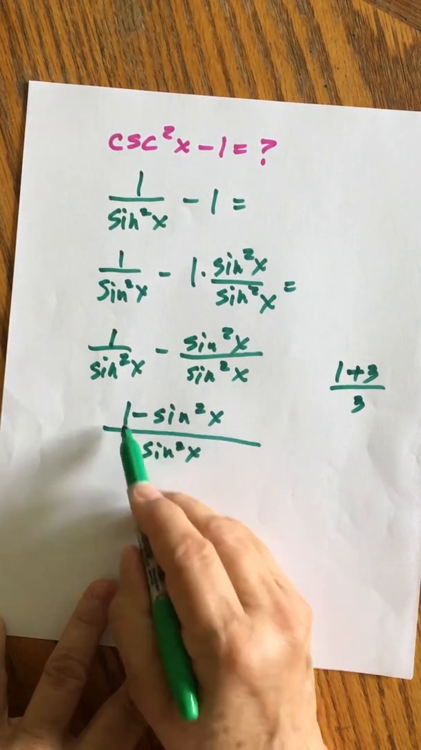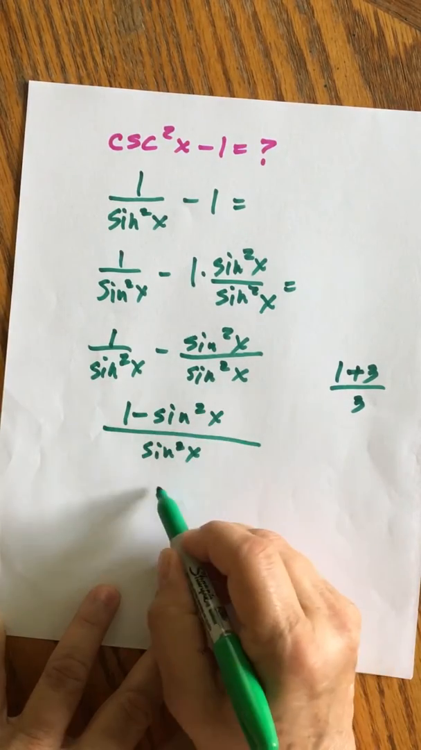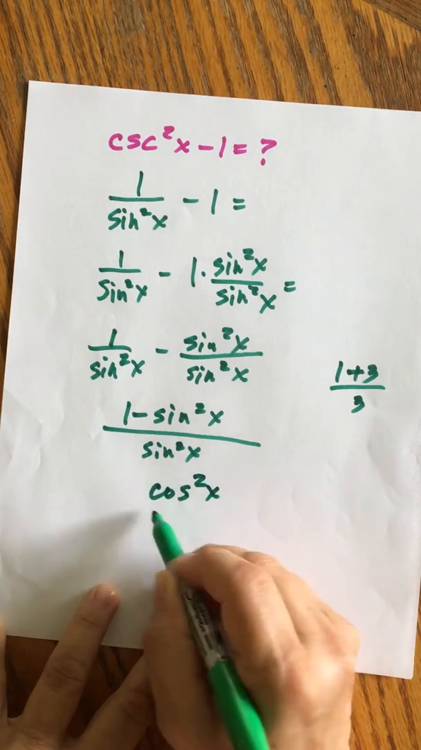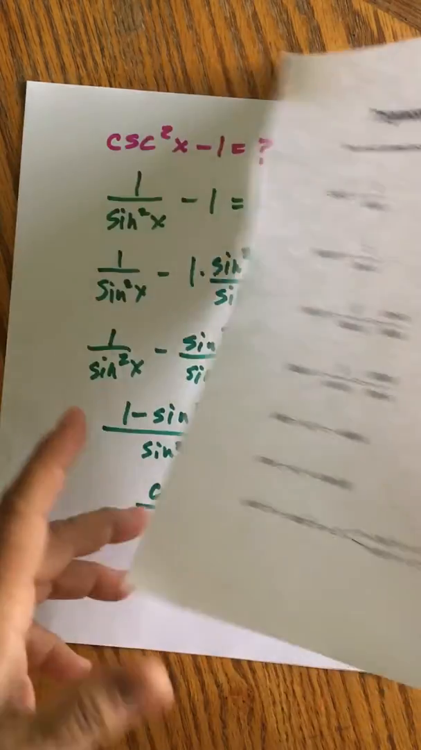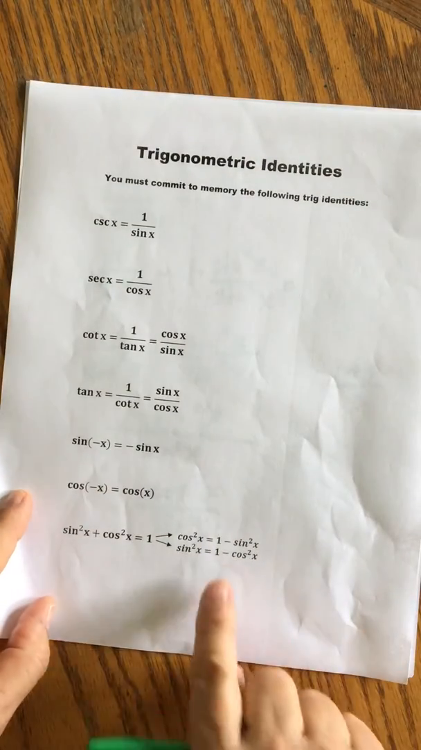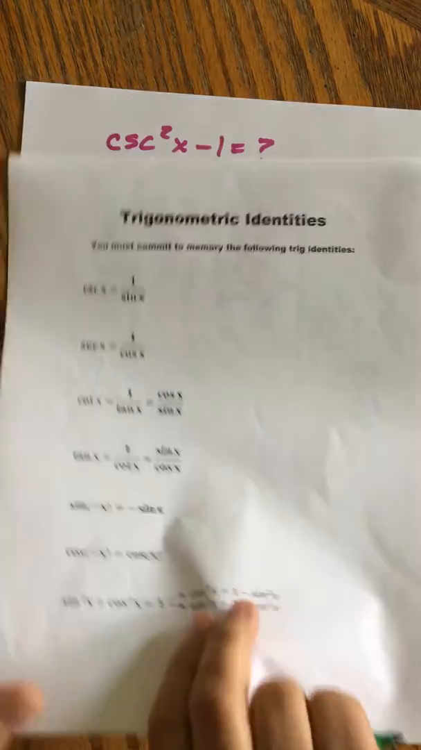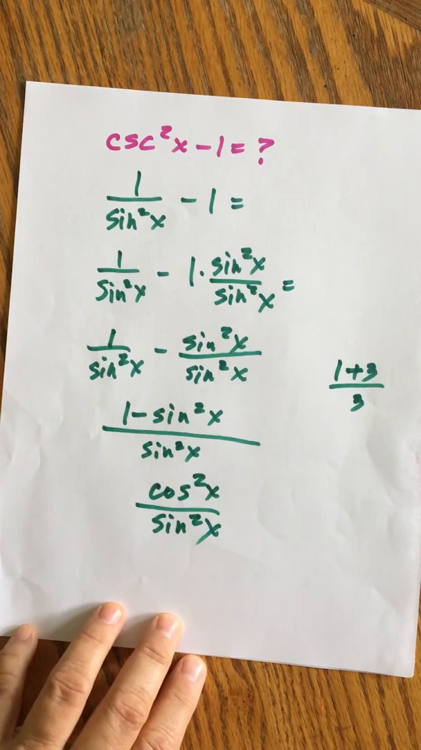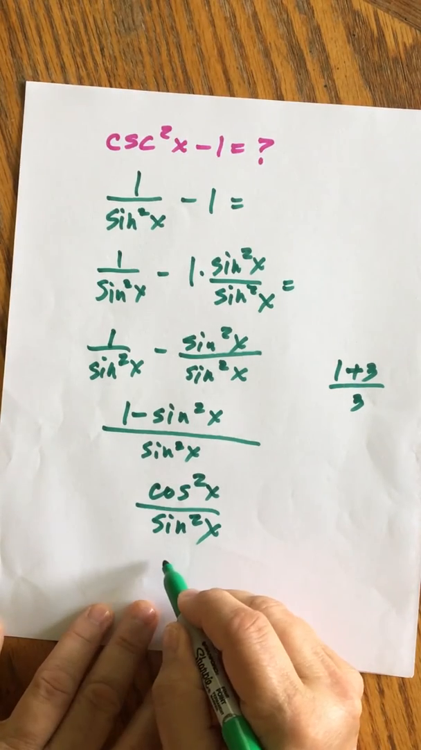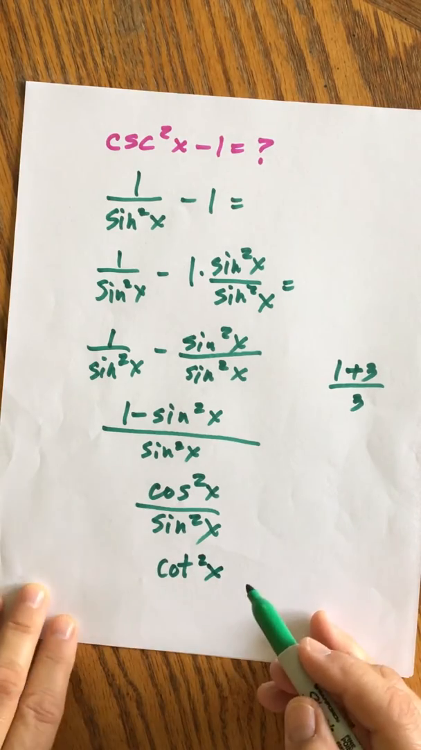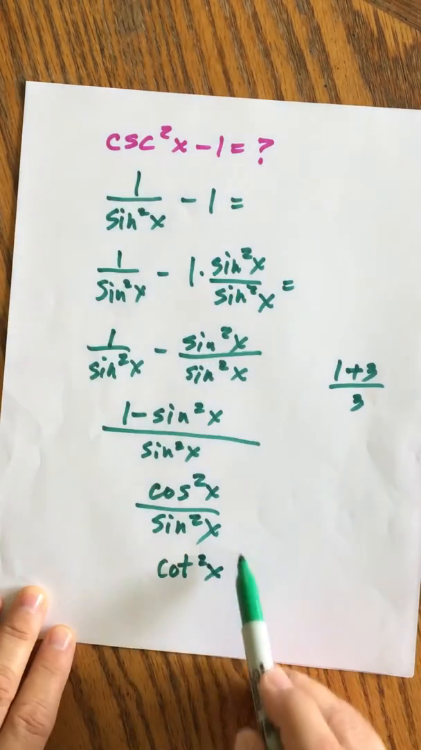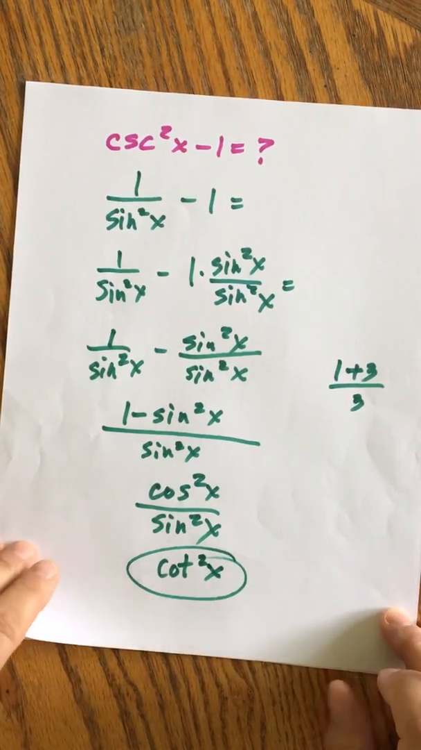All right, so now I recognize that 1 minus sine squared is cosine squared, right? Because I really know what I call my toolbox here. I really know all of these. And now cosine squared over sine squared is cotangent squared, right? All right, so basically all of that simplifies to cotangent squared.